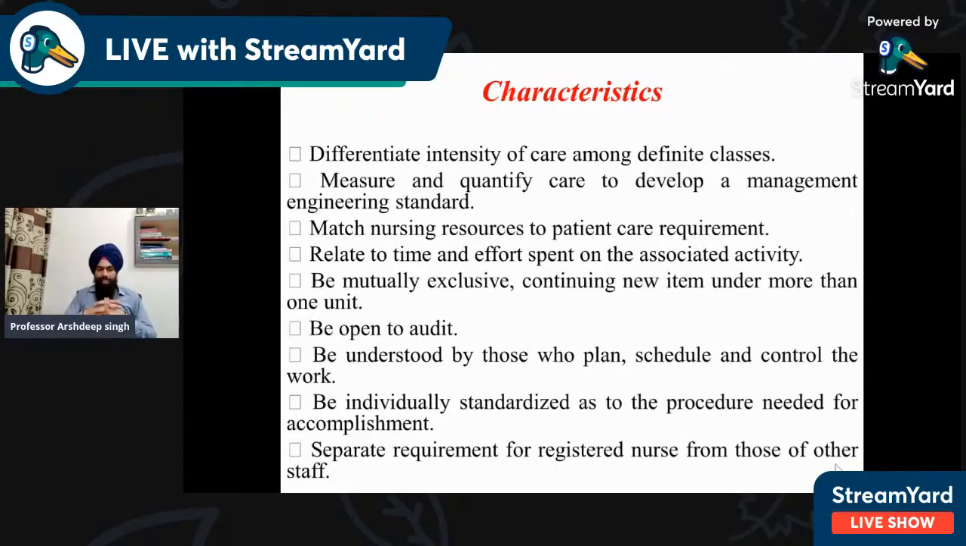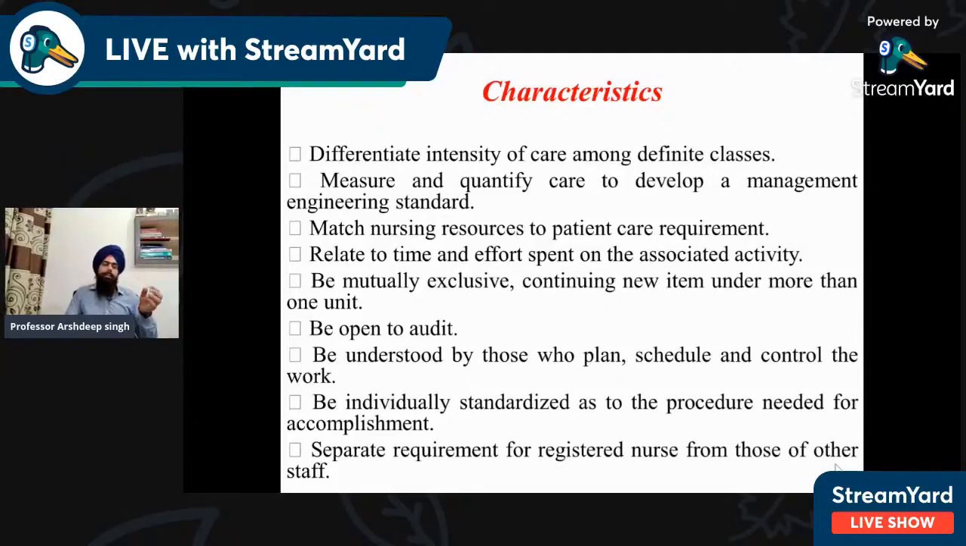So matching nursing resources: what type of nursing resources we are having, and what is the patient's requirement, according to that. Okay. Next is related to time and effort spent on the associated activity. We have to save the time.